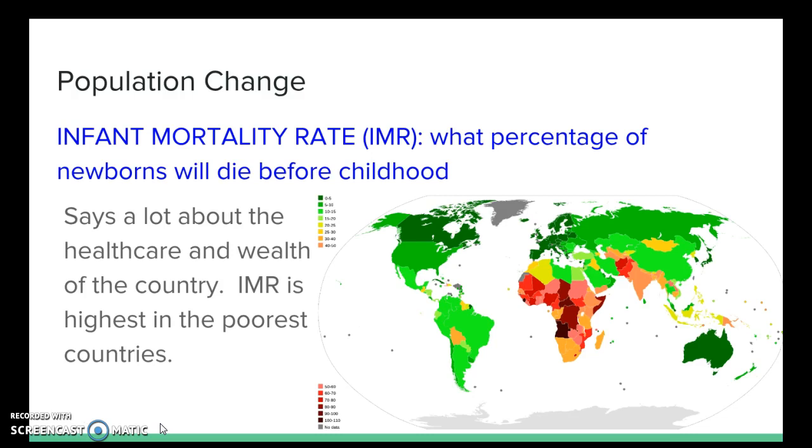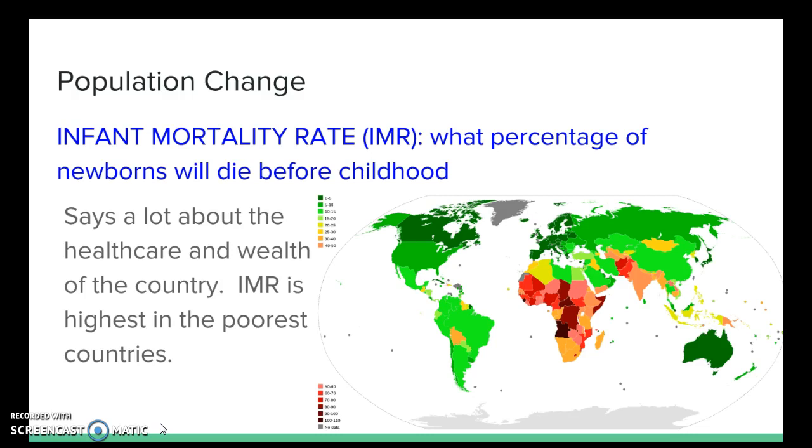The poorest countries tend to have very high infant mortality rates. The richest and most developed countries, as well as the most equal countries, tend to have very low infant mortality rates. So if you look at parts of sub-Saharan Africa, there's a very high IMR. Very many kids dying even before they become kids. And this comes back to the question of why do some countries have higher crude birth rates?